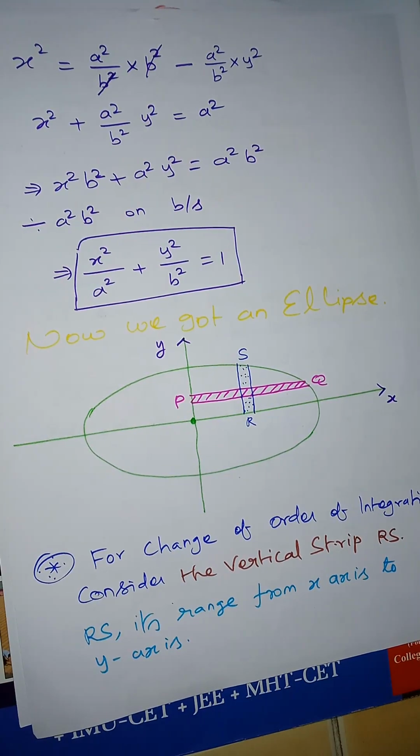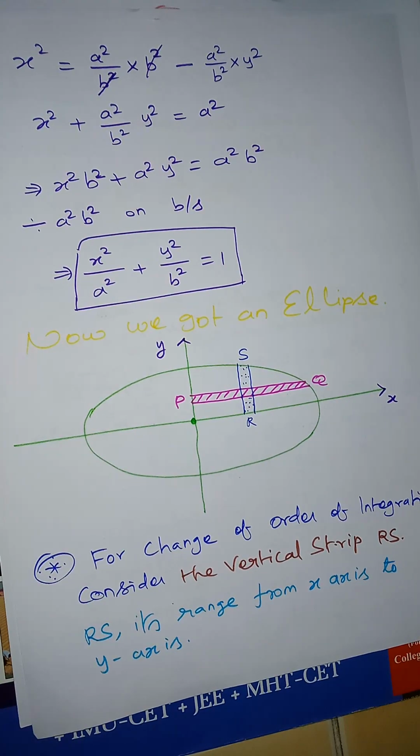Now take the last term. On the right-hand side there are two terms. I take that minus term to the left side, so it becomes plus: x squared plus a squared by b squared y squared equals a squared. The b squared cancels, leaving a squared. Now in the left-hand side, I'm going to take the LCM. The second term has b squared in the denominator, so multiply by b squared.